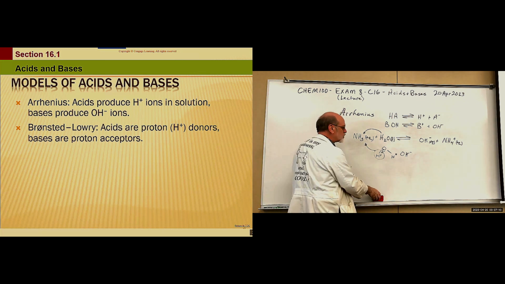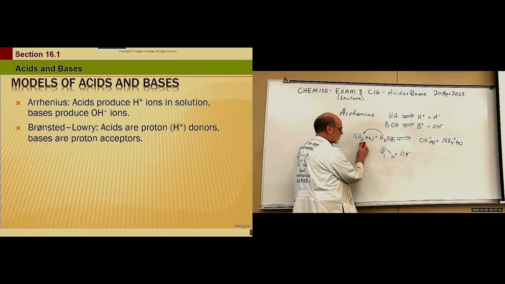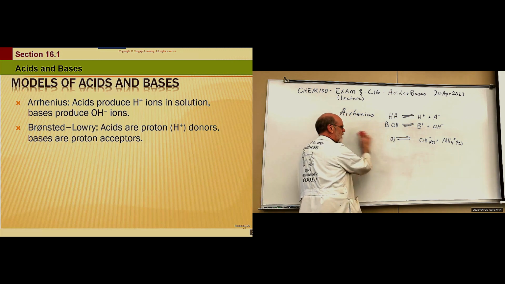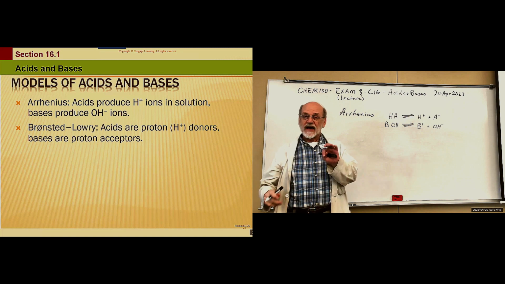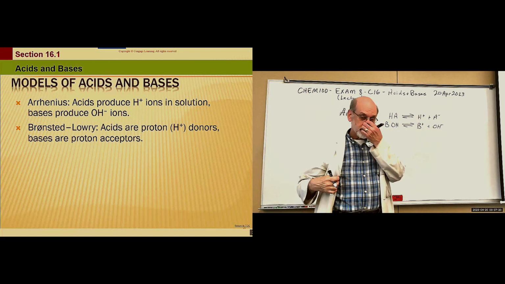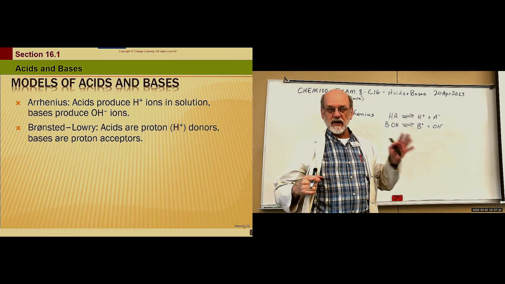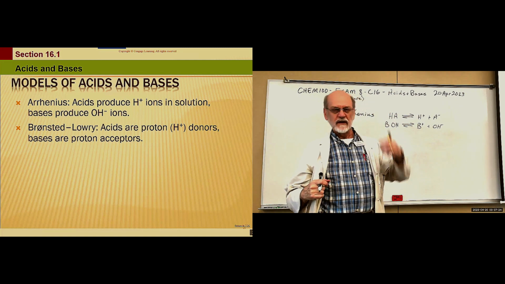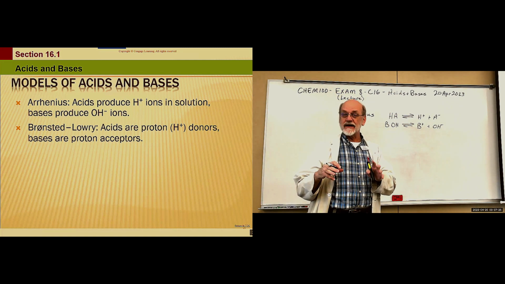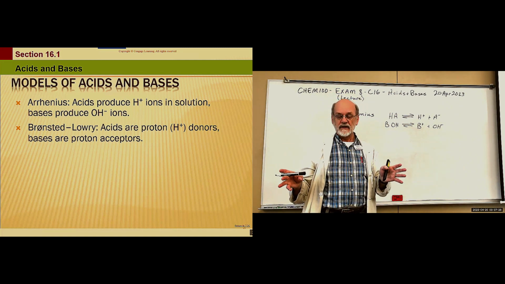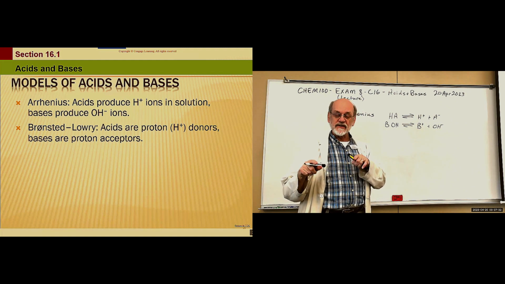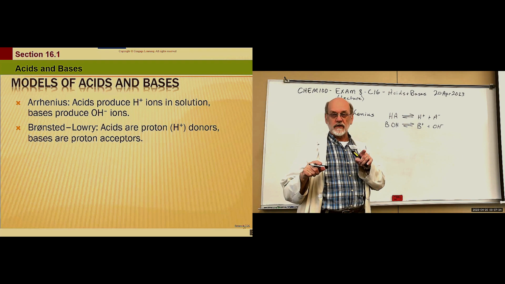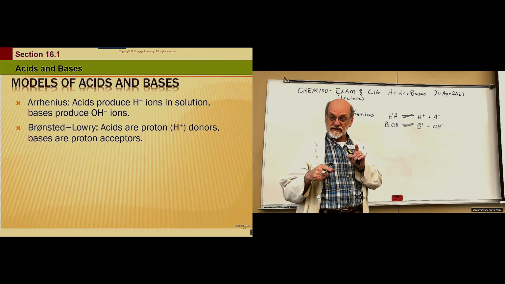Okay, so we need a new concept. And that was proposed independently by two researchers. Lowry was in Britain, Bronsted, I think, was in Sweden. So they came up with the same idea virtually at the same time. And they were going to base their definition of acids and bases on proton transfer, hydrogen ions, H+.